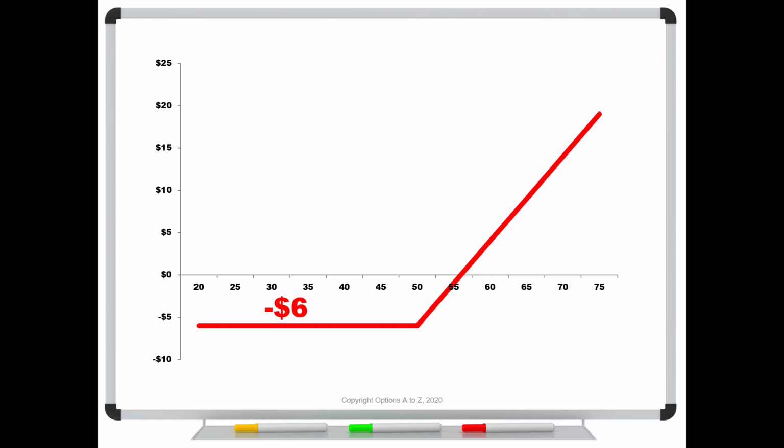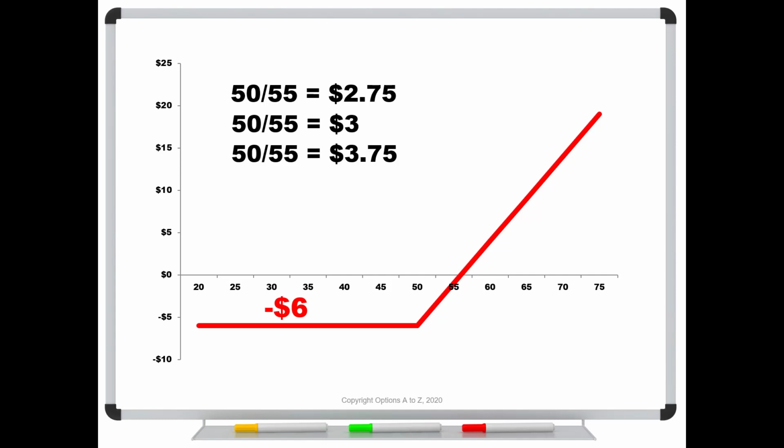So I look at my broker's platform and let's say that it's trading for 2.75. Rule says we need it to be trading for 4 or higher. It's not ready to roll. I look sometime later, it's trading for 3. Not ready to roll. Sometime later, 3.75. Not ready to roll. And then one day I look at it, the stock has moved to a point where the 50-55 is trading for 4 or higher.